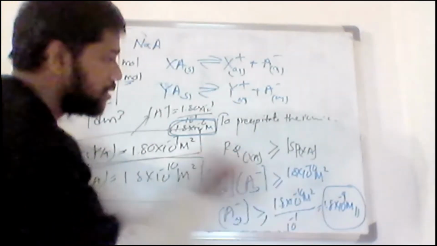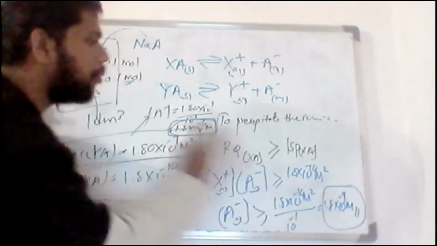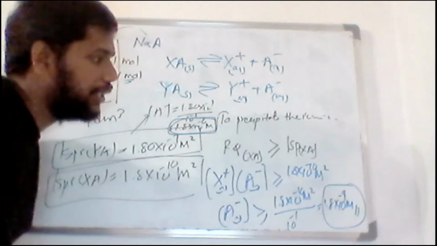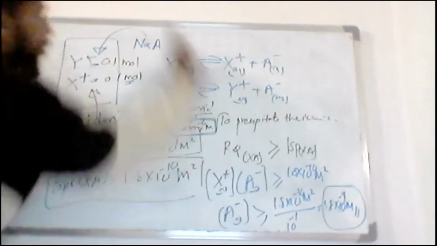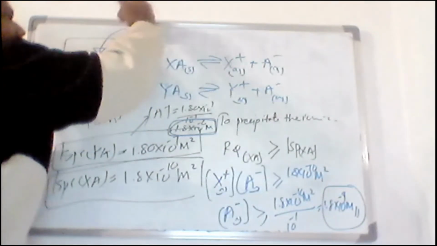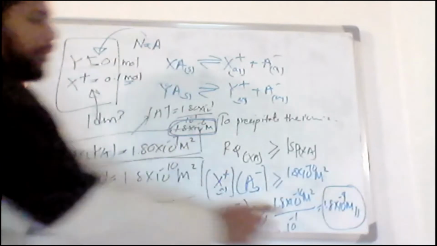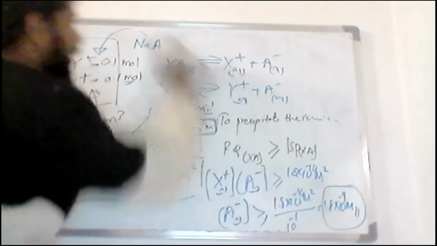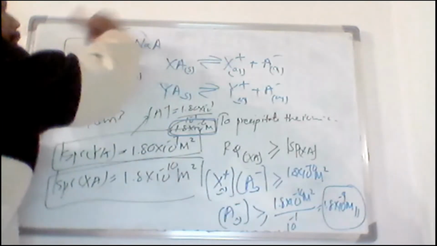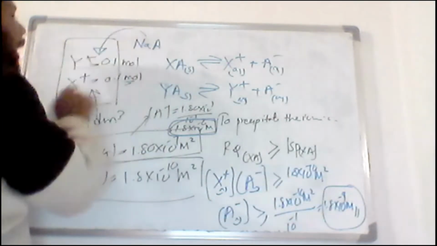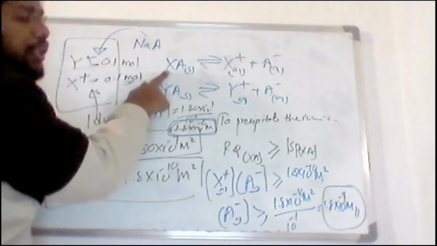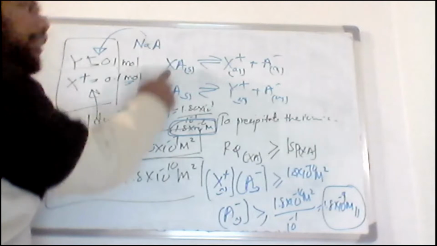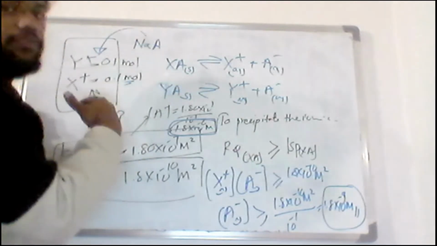So which one is smaller? The smaller one is this one, 1.8 into 10 to the power minus 9. So when you add A minus here, initially it will reach this value. When it reaches 1.8 into 10 to the power minus 9, XA will start to precipitate. That is the first point. Okay. Then XA will be precipitating out.